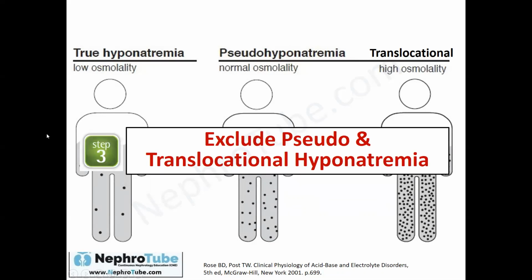So the third step that is important: we have to exclude pseudo and translocational hyponatremia, because treatment of hyponatremia is specific only for true hyponatremia with low osmolality. In pseudohyponatremia, this is a lab error. We will find other causes and we will not treat the hyponatremia itself. In translocational high osmolality hyponatremia, we will not treat the hyponatremia itself, we will treat the cause. So we have to exclude the presence of pseudohyponatremia and translocational hyponatremia, and this is step 3.